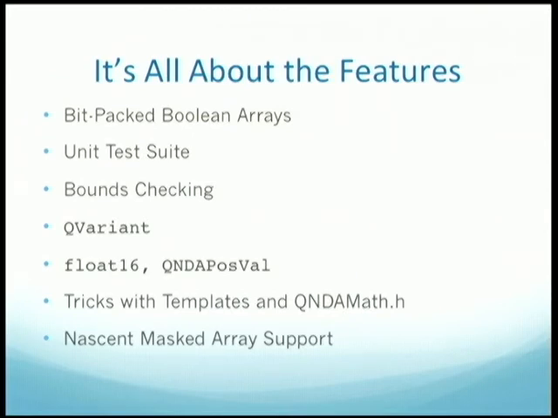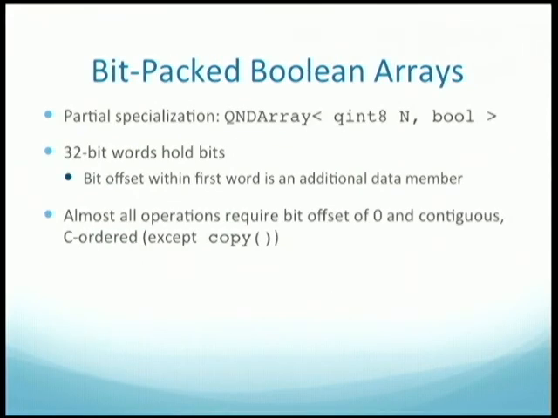And there are a number of features that have been added to this that I'll just go through quickly to see what there really is here. I do have a bit-packed Boolean array, a partial specialization for QNDArray, where 32-bit words hold the bits, with almost all methods. Okay, so there's a subset of methods, right?